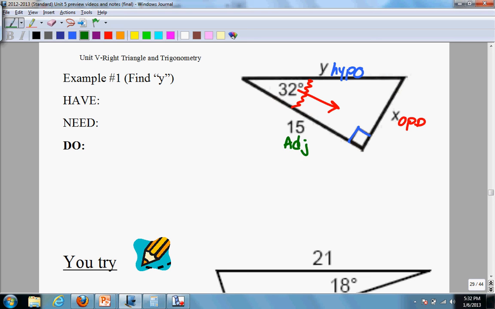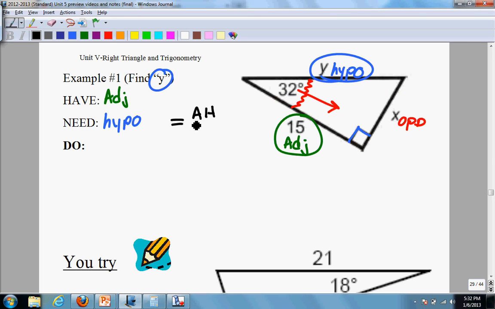Now, have, need, do. I have the adjacent. In this case, if I want to find y, I'm going to find the hypo. Now I have an AH combination. Over here, let's write our acronyms. SOH CAH TOA. To figure out what you do, you ask yourself what goes with AH. And it's C, which is the cosine ratio.